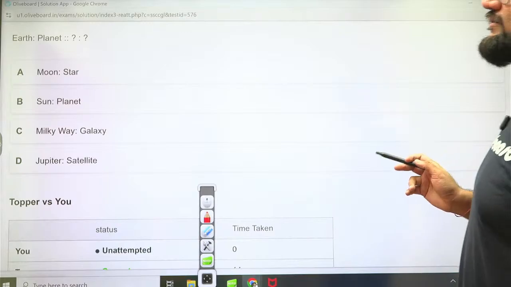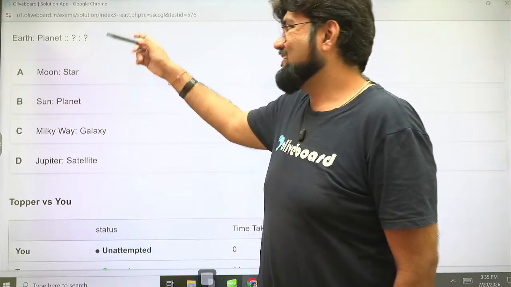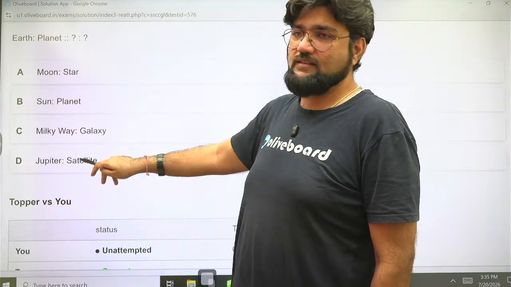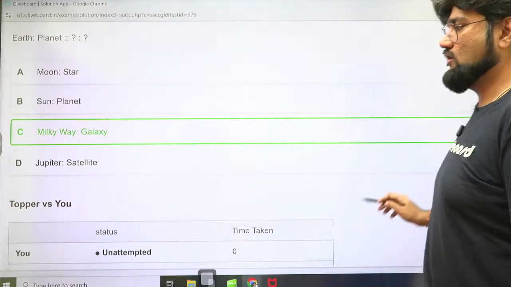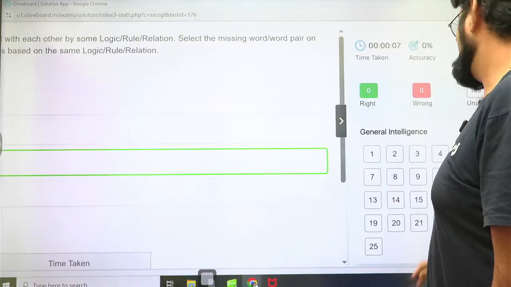Earth is a planet. Moon is not a star. Sun is not a planet. Jupiter is not a satellite. Milky Way is a galaxy. Option C is the correct answer. No issue at all. Very simple question. 14 seconds.